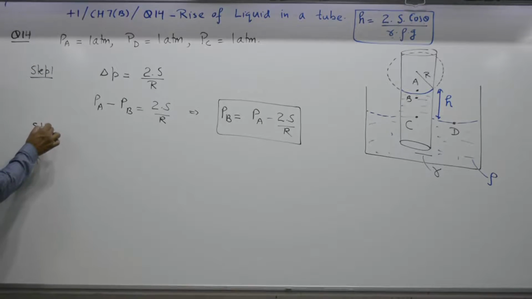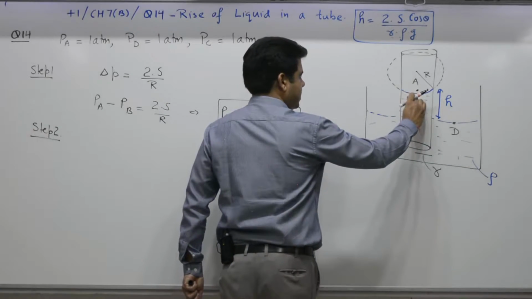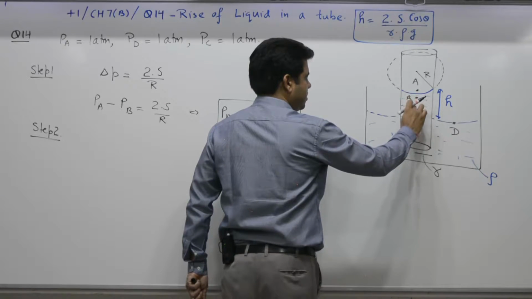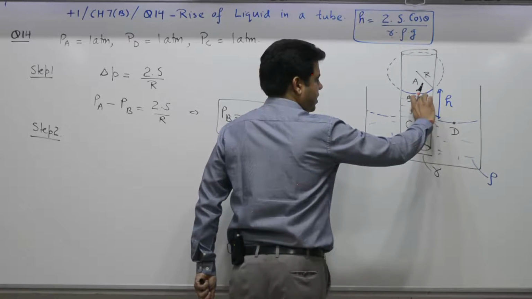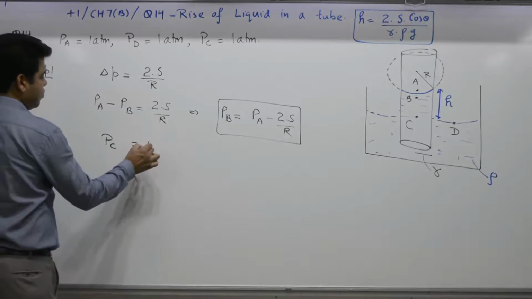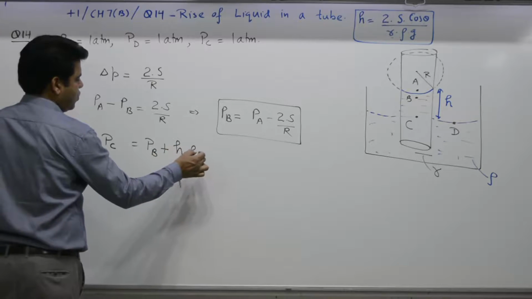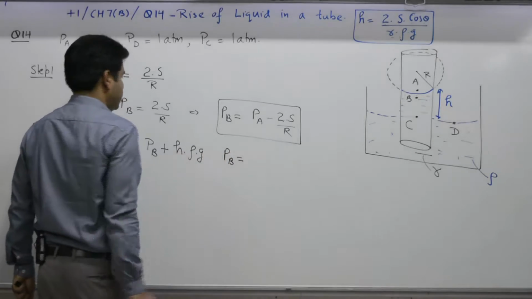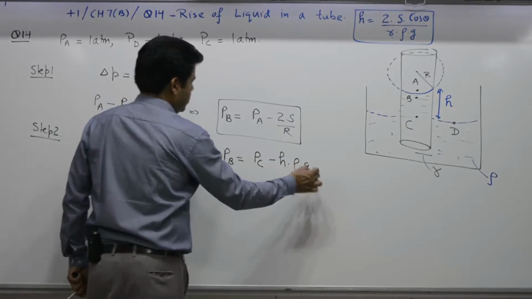Step 2. As you move down, pressure increases. So pressure at C will be more than pressure at B because of this column height h. Pressure at C is more than pressure at B by h rho g. From this equation, pressure at B is PC minus h rho g.